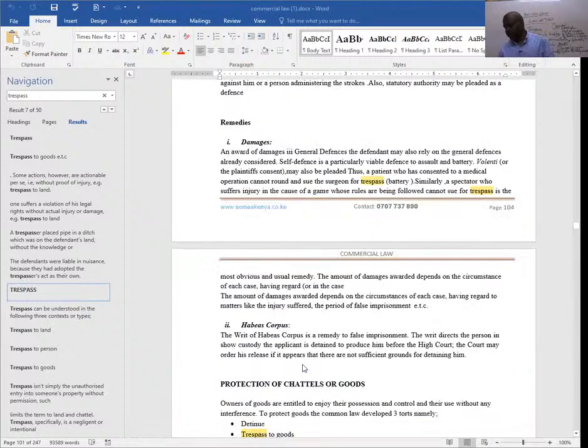So what are the remedies? The remedy is to pay for all the damages incurred during the period which that person was put under false imprisonment. So maybe they missed a business deal because of the false imprisonment. You can sue and ask for all the damages.